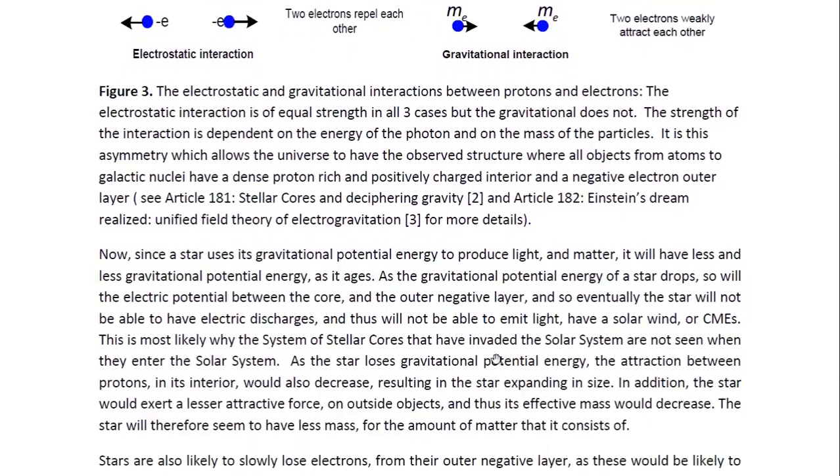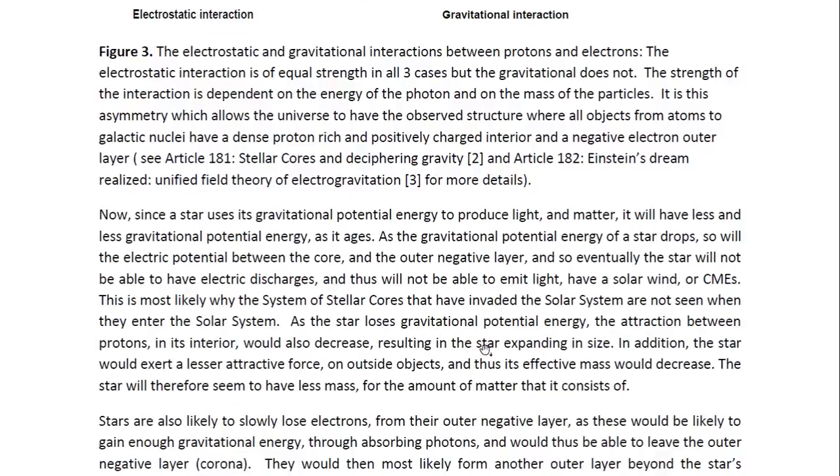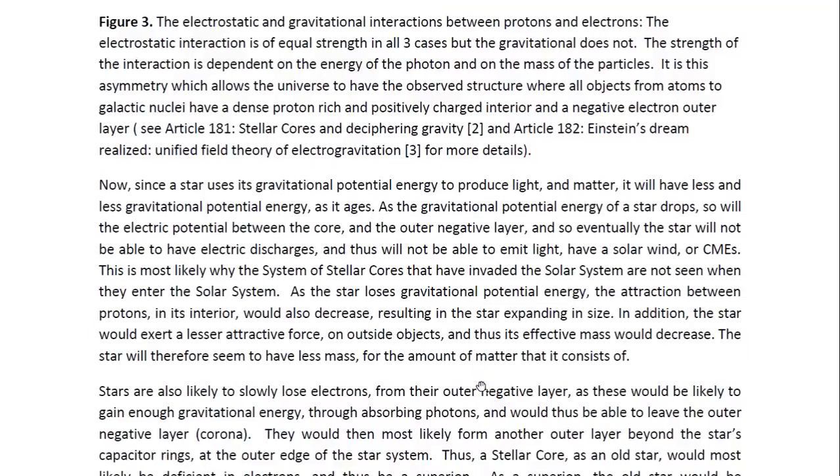Now, since a star uses its gravitational potential energy to produce light and matter, it will have less and less gravitational potential energy as it ages. As the gravitational potential energy of a star drops, so will the electric potential between the core and the outer negative layer. And so eventually the star will not be able to have electric discharges, and thus will not be able to emit light and have a solar wind or have CMEs. This is most likely why the system of stellar cores that have invaded the solar system are not seen when they enter the solar system. In other words, they're not emitting light.